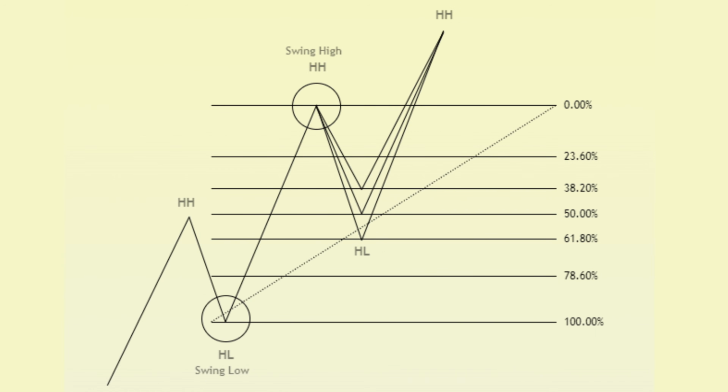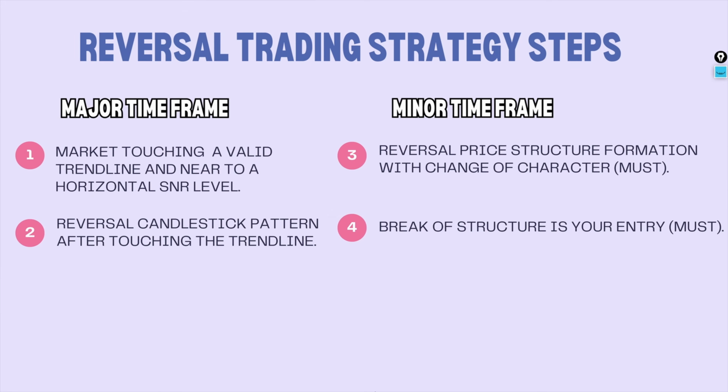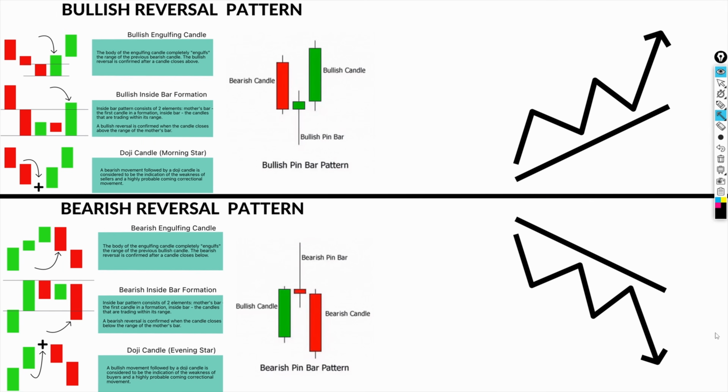Or you can also use Fibonacci levels, in which you can use the 61.8, 50 and 38.2 levels to take reversal trades, because these levels work best. The second step is to wait for a reversal candlestick pattern formation. If you're trading in an uptrend, you can look for a bullish reversal pattern, and if you're trading in a downtrend, you can look for a bearish reversal pattern.